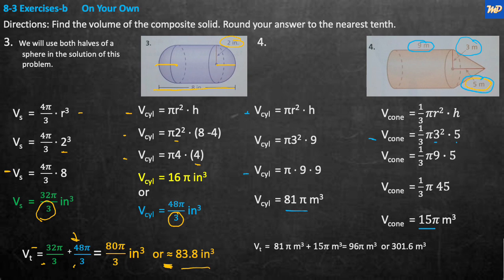So now we can add these together. The volume total is 81 pi meters cubed plus 15 pi meters cubed. We can add them because it's all legal to add these as we're doing. When you add 81 and 15, you get 96 pi meters cubed. Or you get approximately, getting rid of the pi, you multiply 96 times 3.14 and you'll get 301.6. Okay, there's our answer.